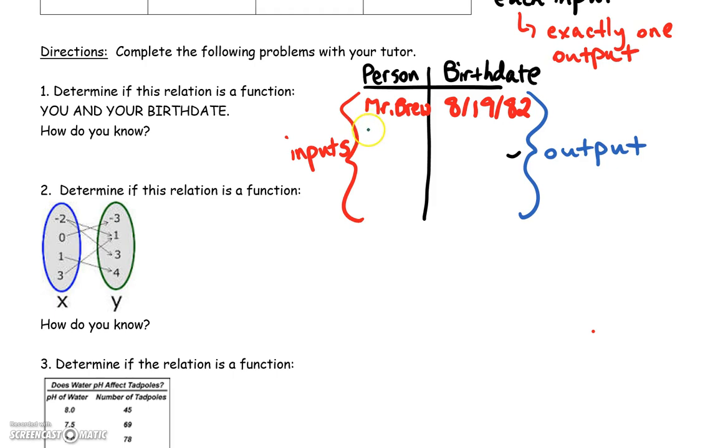We can imagine other people. We'll just make one up. Let's say Jimmy. And Jimmy was born on February 25th, 1985. Jimmy was only born on February 25th, 1985. He has no other birth date, and therefore, Jimmy as an input yields only one output, 2/25/85.